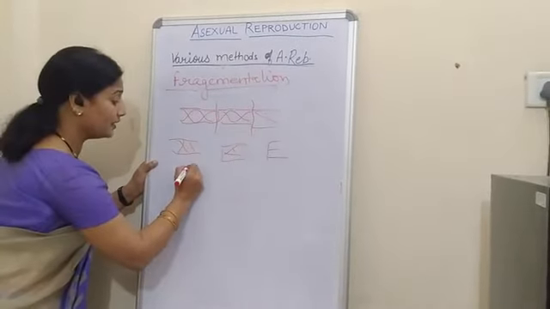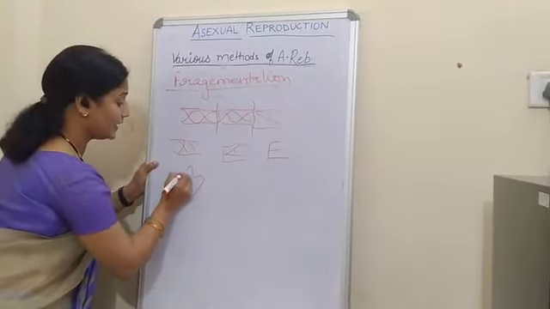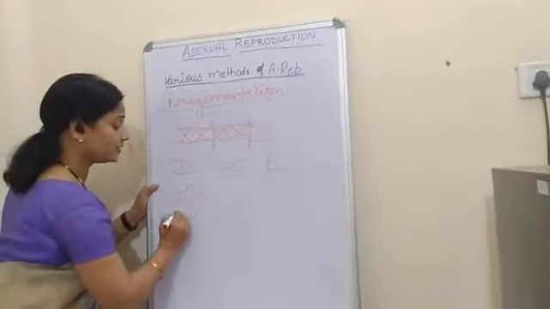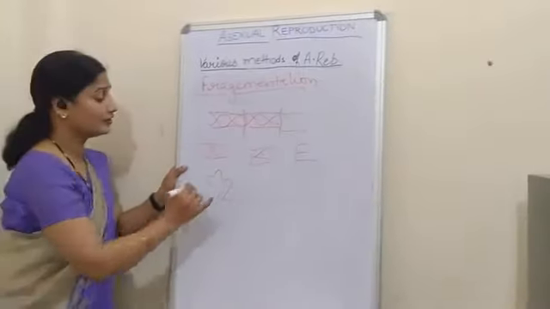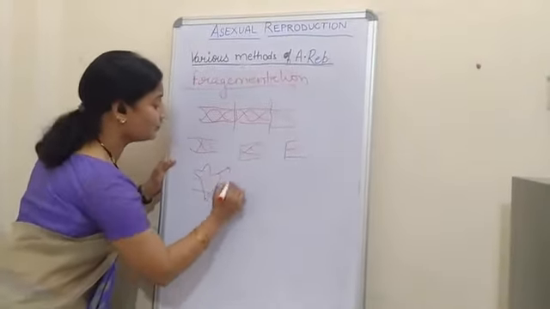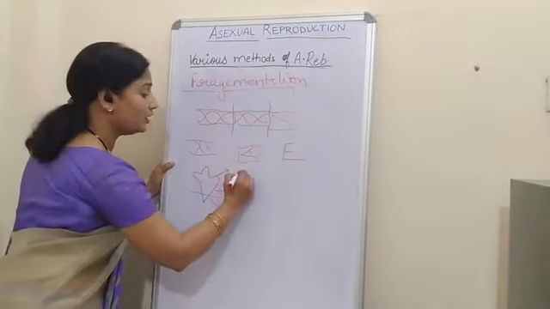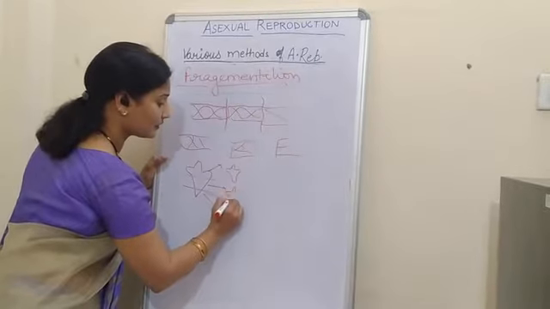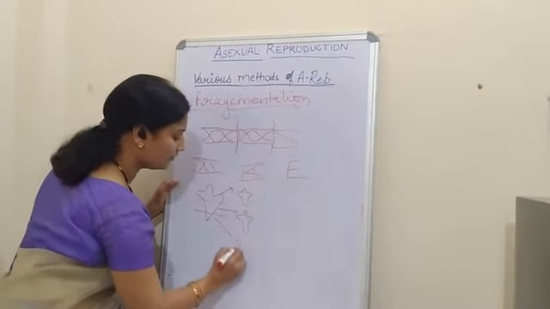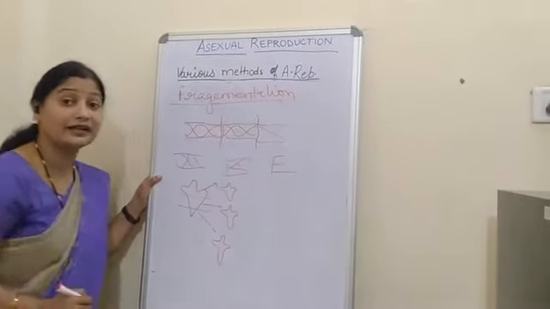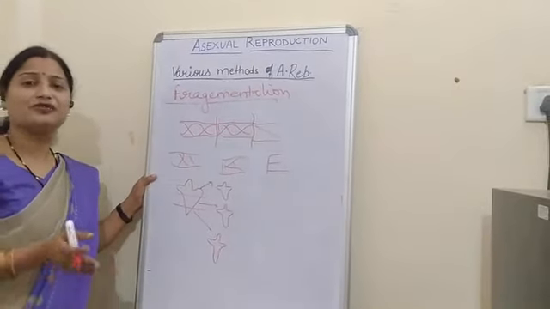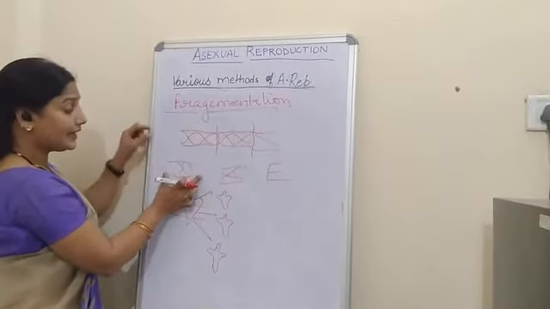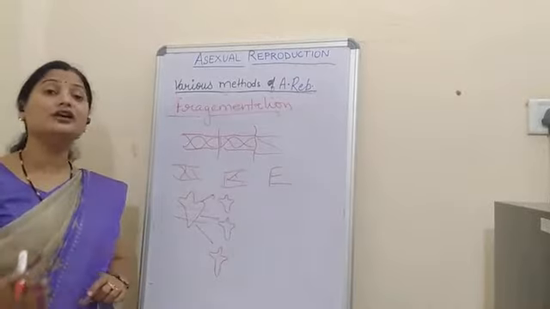And in case of animals, we have the example of planaria. Now what happens in case of planaria? If we cut this planaria into 2 or 3 pieces, then each piece of planaria will give rise to a new organism like this. And this is called fragmentation, where an organism on maturity divides by itself into 2 or more pieces, and then each piece will give rise to a new organism.